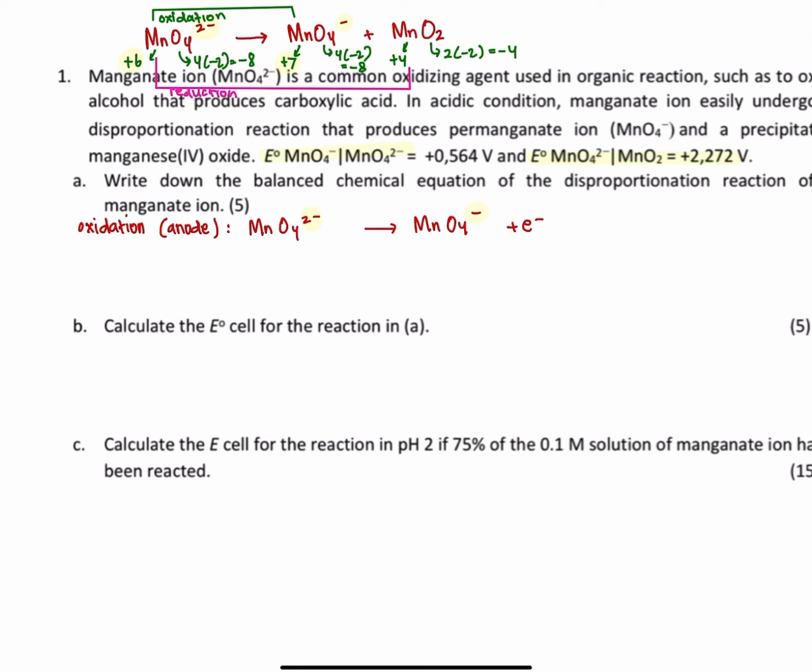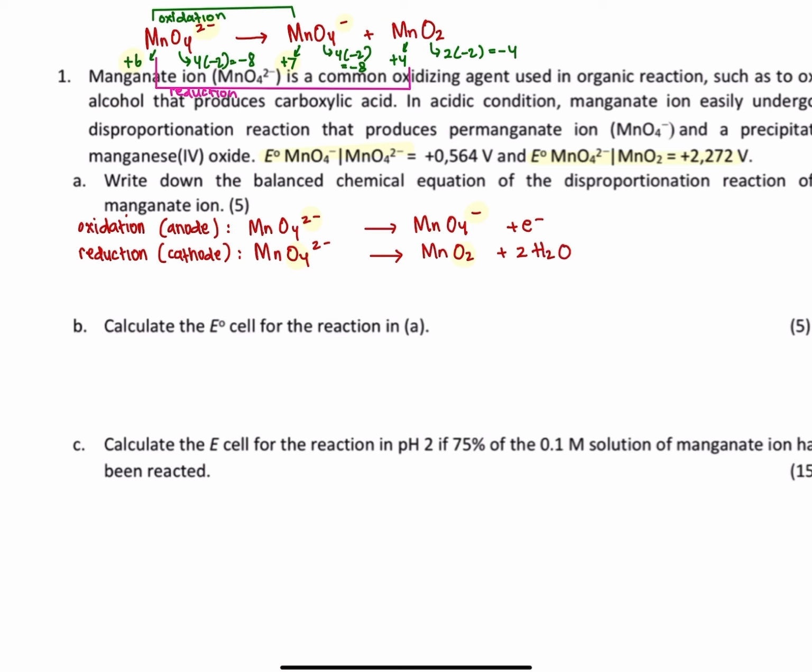And the next half reaction is the reduction, and this happens at the cathode. Now let's take a look. So we have manganate ion, and then here we have the product, which is manganese(IV) oxide. Now we can see that the number of oxygen for both sides is different. We have 4 on the left side, we have 2 on the right side. So we add water to balance the number of oxygen. So in that case, we add 2 water.